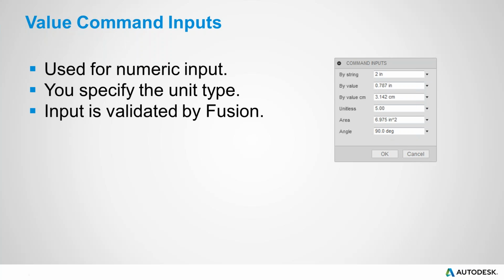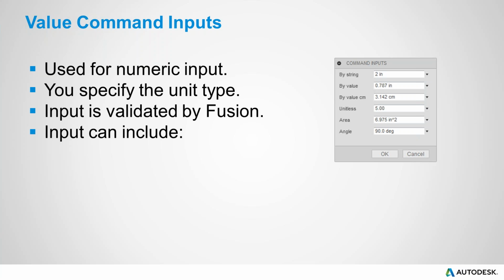And Fusion is validating the input. So if I type something in there, like on the top one, I specified the inch is the unit type, but that's a distance unit. So if I type in something that can't be evaluated as a distance, for example 5 degrees in that top one, Fusion would catch that, and it would change the text to red, and this wouldn't be valid. The OK button would be disabled, and Fusion does all that automatically for you.